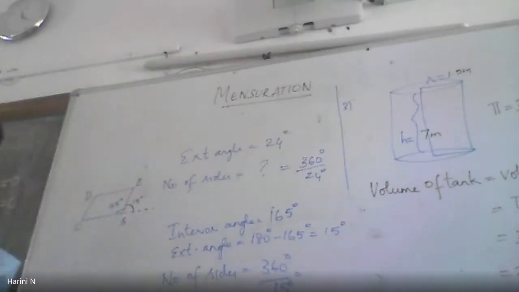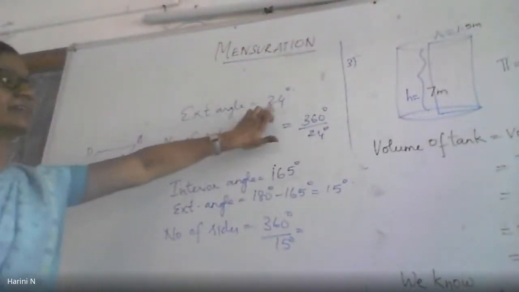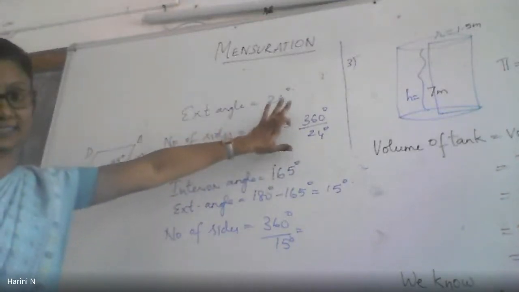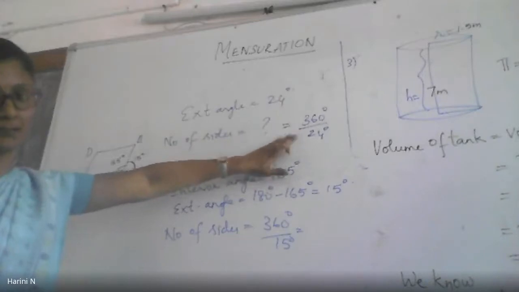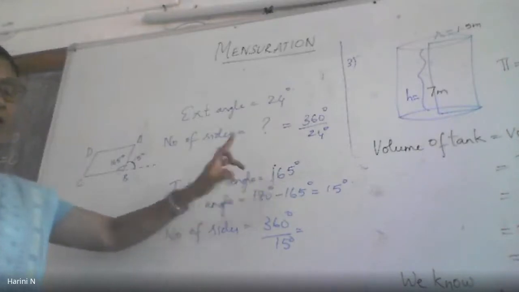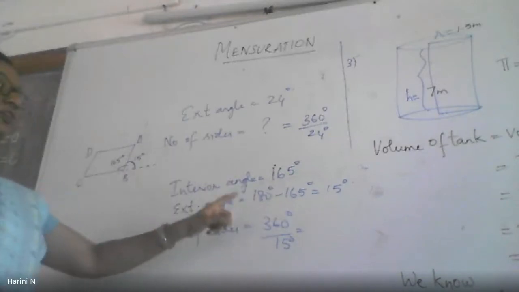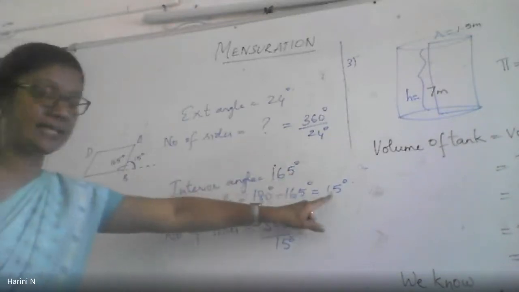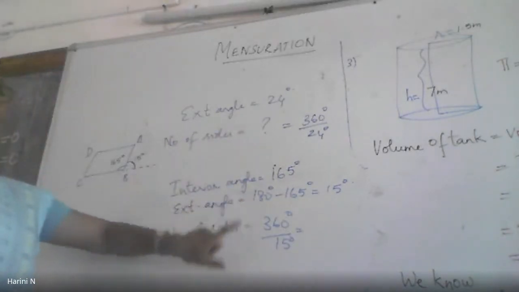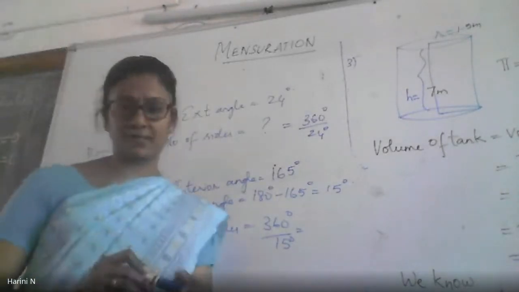Alright, so you should remember which formula to use and how. If the exterior angle is given directly, get the number of sides by dividing 360 by the exterior angle. 360 divided by 24 will give you the number of sides. But in the problem, if the interior angle is given instead of the exterior angle, always remember the interior and exterior angle at the vertex will form a linear pair. So subtract your interior angle from 180 to get the exterior angle and then find the number of sides again using the same formula, 360 divided by the exterior angle. So this is a probable question maybe in our section C.